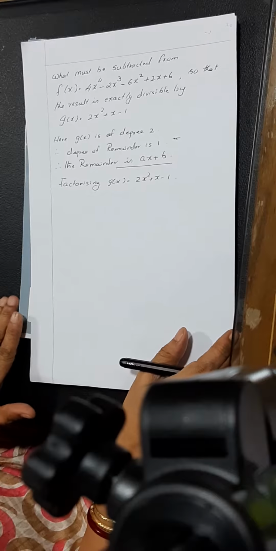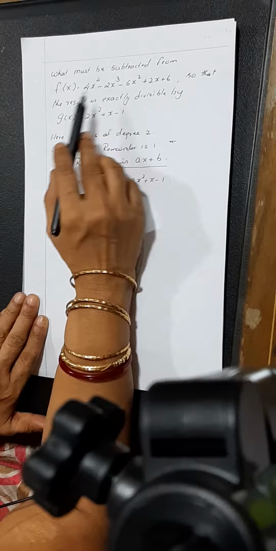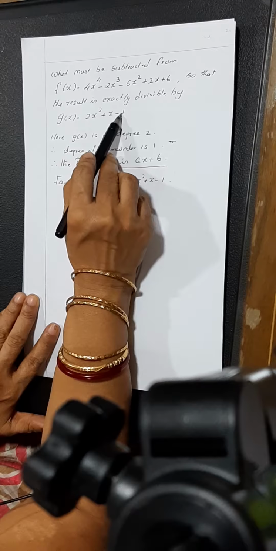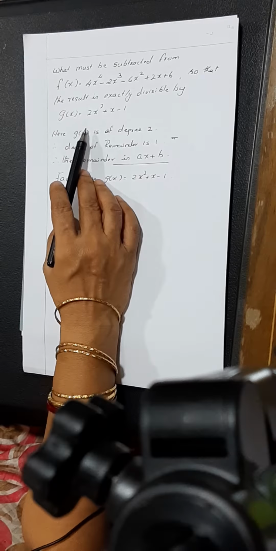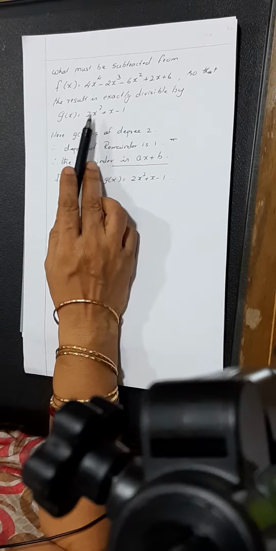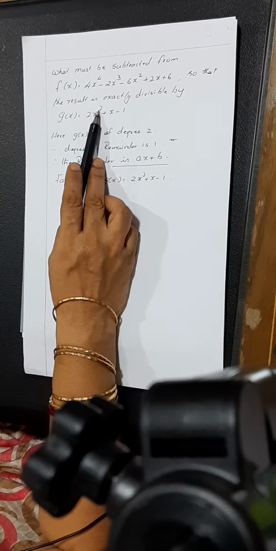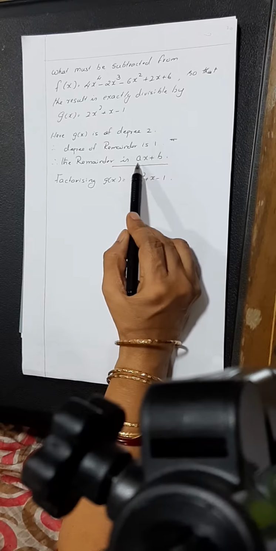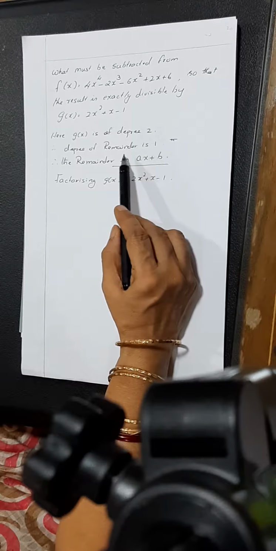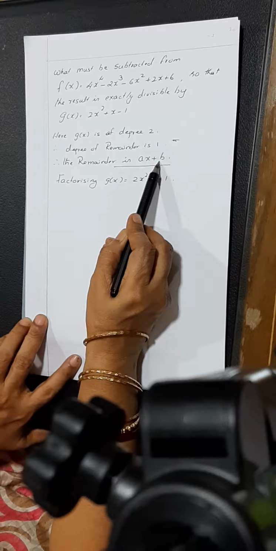So we have a similar problem, but here what must be subtracted from f of x so that the result is exactly divisible by g of x. See, in the previous problem it was a linear polynomial, that is, a polynomial with degree 1, but here the divisor degree is 2, x squared. So your remainder can be of degree 1. So we have to write the remainder as ax plus b.